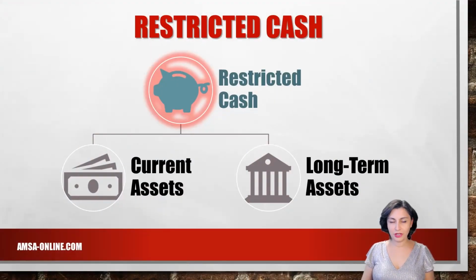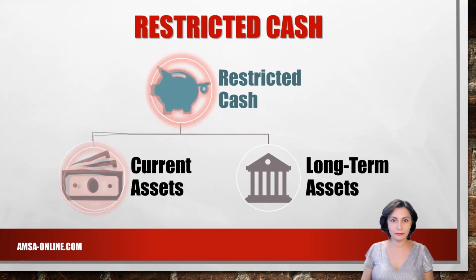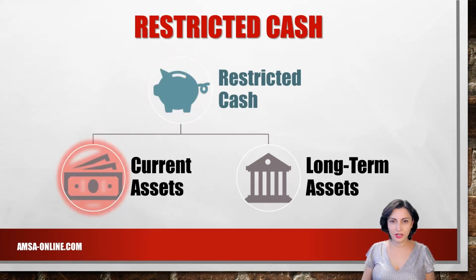Restricted cash can be classified either in the current assets or in the long-term or non-current assets section. The decision is based on the date of cash availability or disbursement. If restricted cash is anticipated to be used within 1 year of the balance sheet date, the amount should be classified as a current asset.